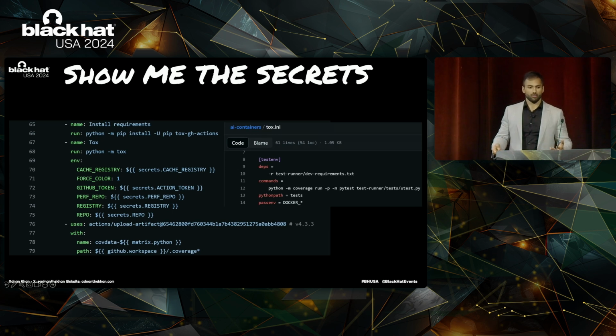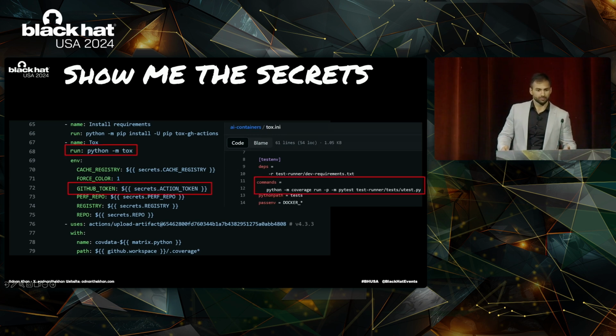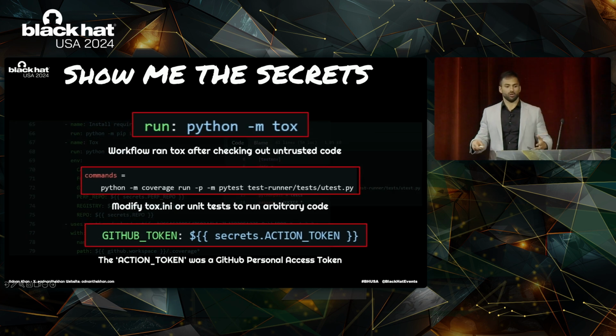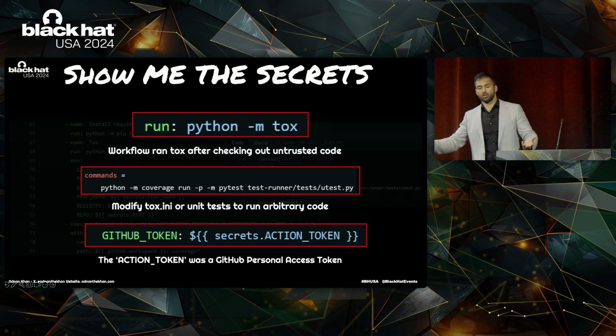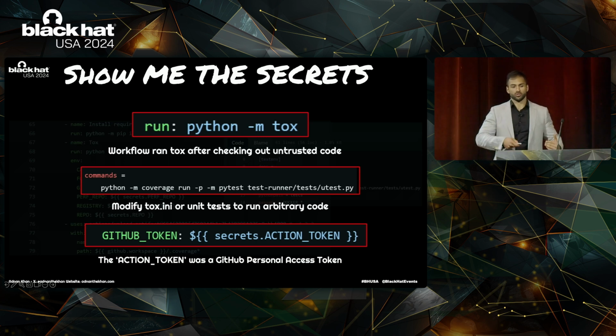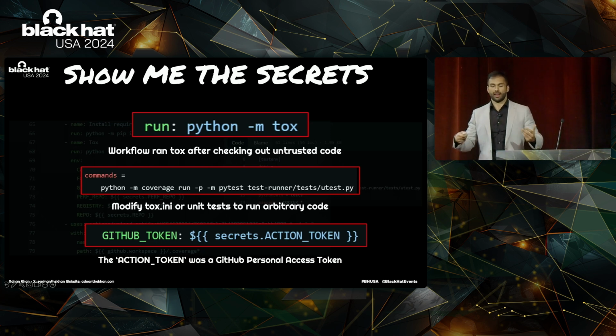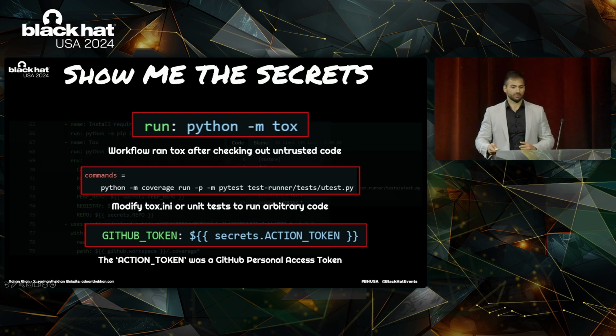How does it run it? Well, in this case, the workflow calls the tox module of Python, which uses the tox.ini file. So an attacker could simply either modify the tox.ini file or modify one of the unit tests called by that file to gain arbitrary code execution. The workflow also used a secret called ACTION_TOKEN within the same job. This means that someone, after getting arbitrary code execution, could get access to that token. That ACTION_TOKEN turned out to be a GitHub personal access token owned by an Intel employee.